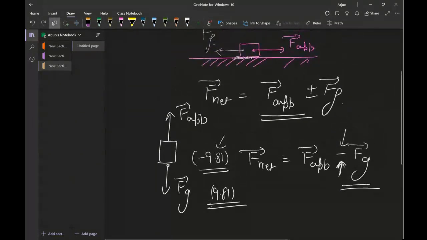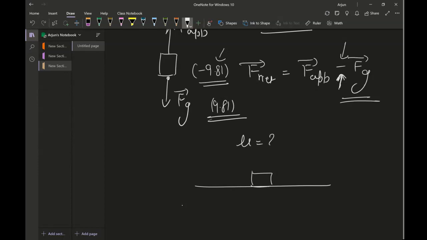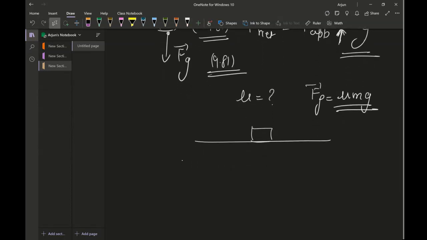So this is what we talked about when the object is placed on a horizontal plane. We also talked about that if the object is placed on a horizontal plane, and the coefficient of friction is given to you, or you're asked to find the coefficient of friction, then you will use the force of friction formula as mu mg. These are certain concepts which we need to keep in mind when we are trying to solve problems with objects placed on a horizontal plane. One last concept: if the object is not moving, then the net force will be equal to 0.